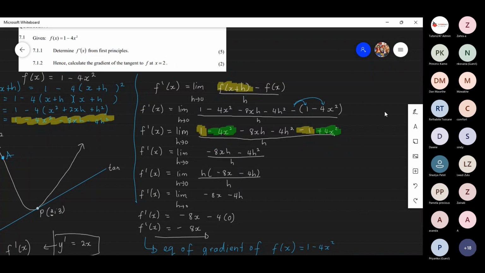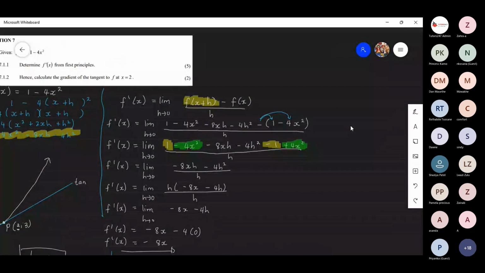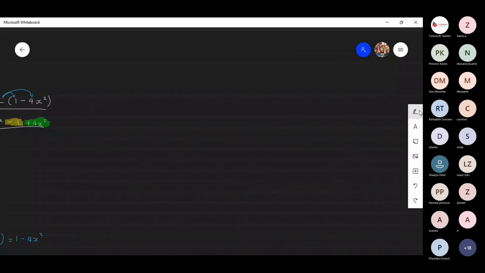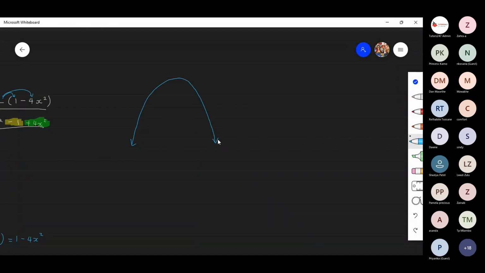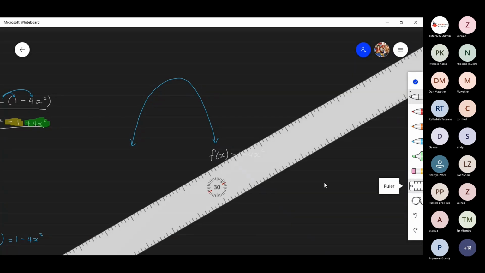So if I were to draw this, this is an a less than 0 graph. So it's going to be a sad face graph. So our graph basically looks like this. Okay. So this is our graph F. Now on F, there is a tangent at x equals 2. So let's quickly draw a tangent.